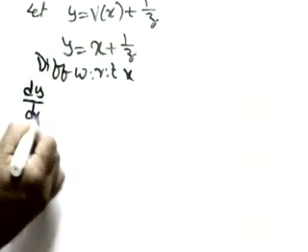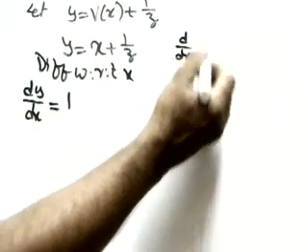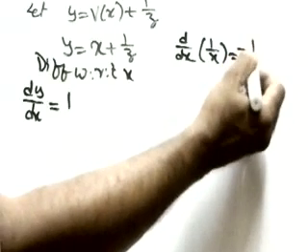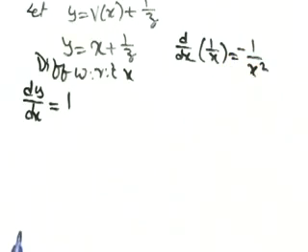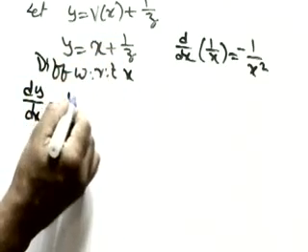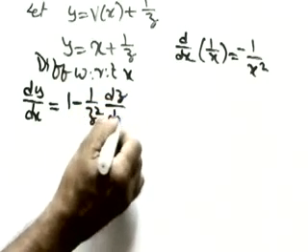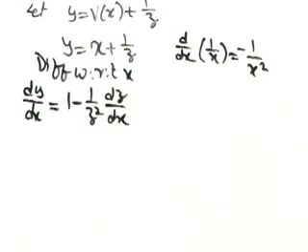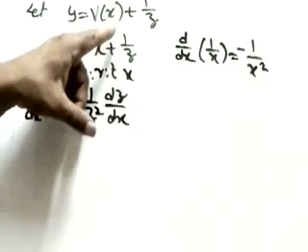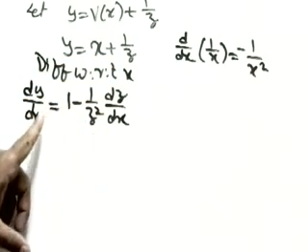The differentiation will be dy by dx equals, d by dx of x will be 1. And d by dx of 1 by z will be minus 1 by z square, but we have to write dz by dx. So this is the method. What we have done: differentiation of y is dy by dx, d by dx of x is 1, d by dx of 1 by z is minus 1 by z square dz by dx.